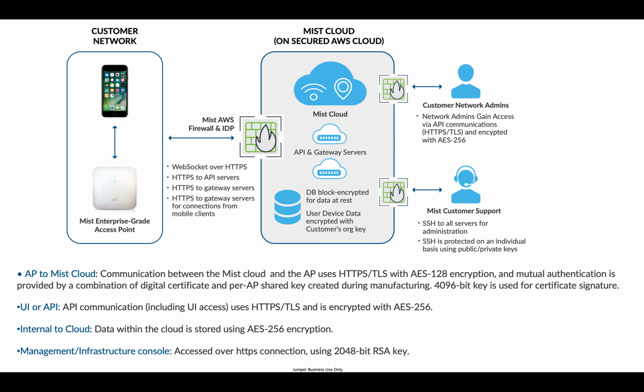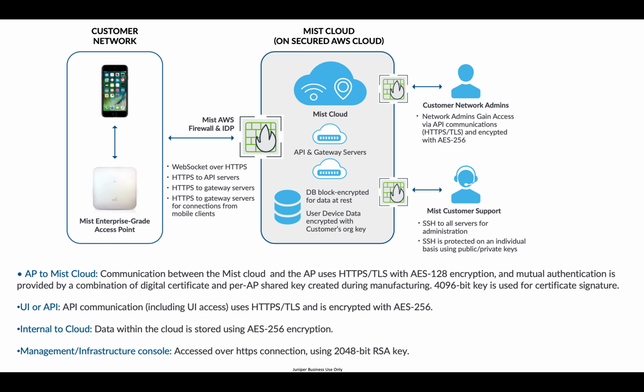Okay, perfect. So this is another slide that you should see. I'm not going to go into detail as to what this is all about, but just a few points that I've highlighted below are something that you need to know. There is a tunnel established between the AP and the Mist cloud, and communication between the Mist cloud and the AP uses HTTPS or TLS with AES 128 encryption and mutual authentication, which means the certificates are exchanged between the AP and the cloud, right? So that is probably of the highest security there.